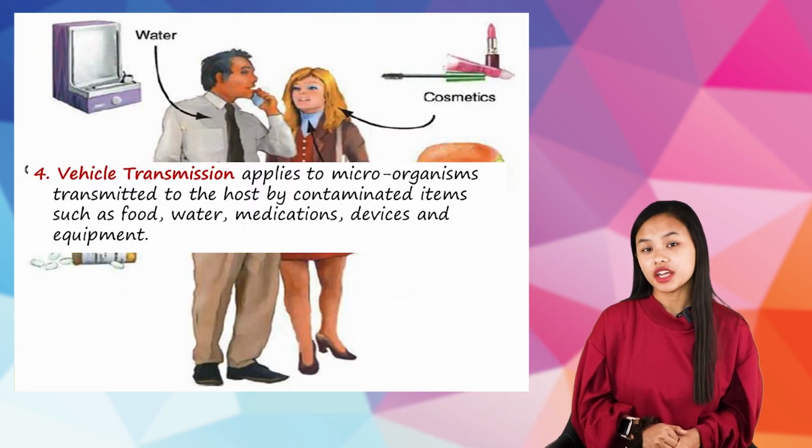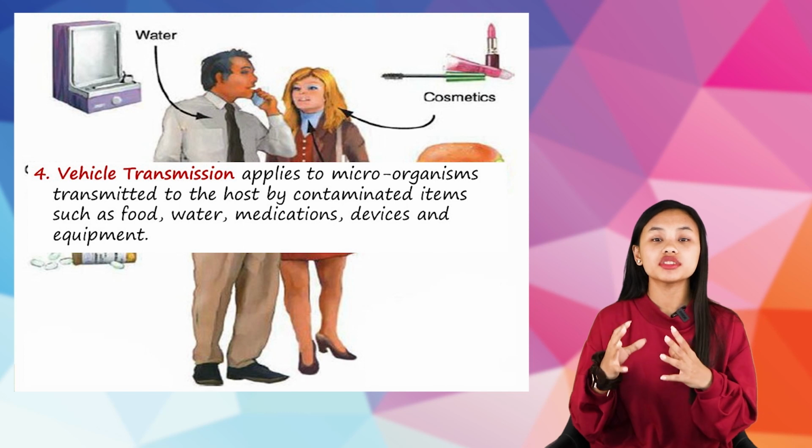So as I've said, droplet transmission is the process whereby the pathogens will be transmitted through the droplets of that infected person when they are coughing, sneezing, or even talking. Whereas airborne transmission is the process whereby these microorganisms will be suspended in the air, and when one inhales this air, it can lead them to suffer from various infectious diseases. And the fourth one is the vehicle transmission.